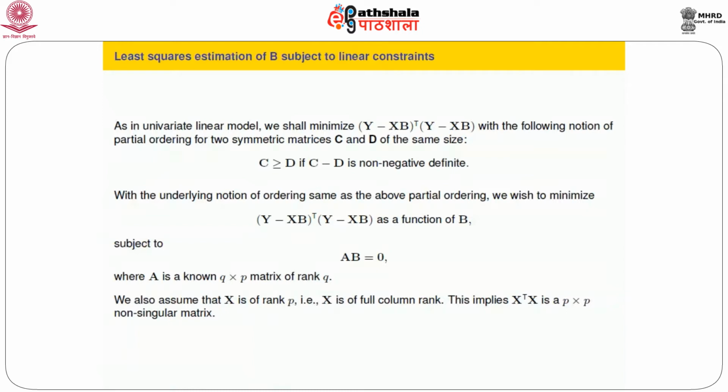Namely, minimize (Y − θ)ᵀ(Y − θ) as a function of θ, subject to the columns of θ lying in V. What is V? V is the column space of X intersected with the null space of A1. Why? Because, first of all, the columns of θ are elements of the column space of X, number one. Number two, θ satisfies A1θ = 0, which means each column of θ is an element of the null space of A1. So that's what the problem is.